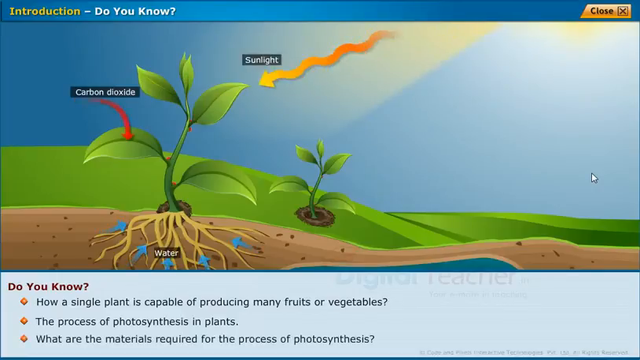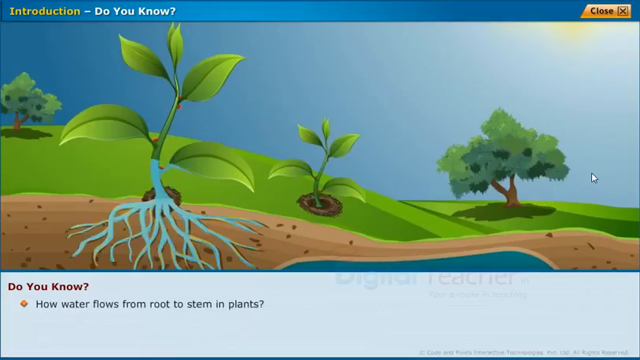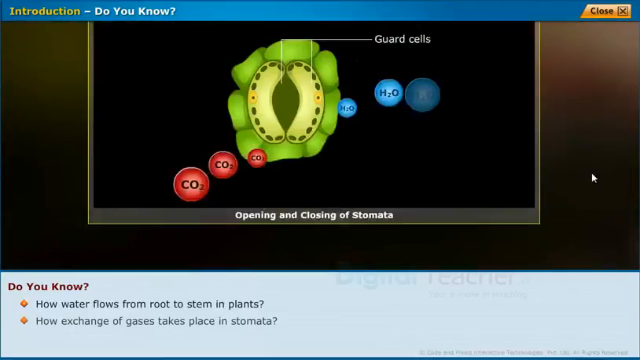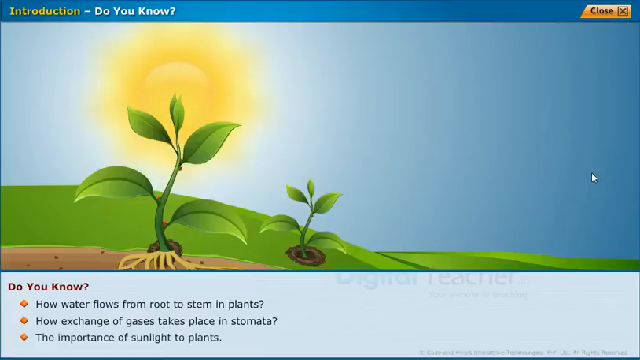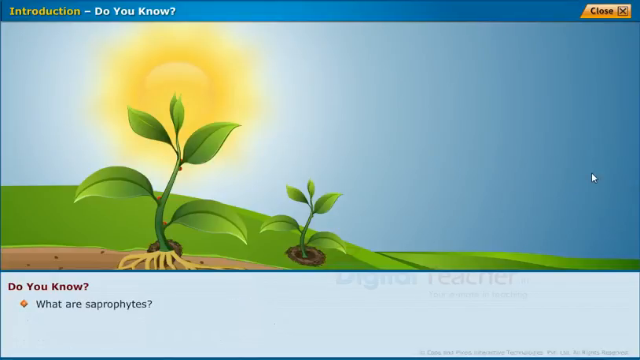What are the materials required for the process of photosynthesis? How water flows from root to stem in plants. How exchange of gases takes place in stomata. The importance of sunlight to plants. What are saprophytes? What is the meaning of symbiotic relationship?